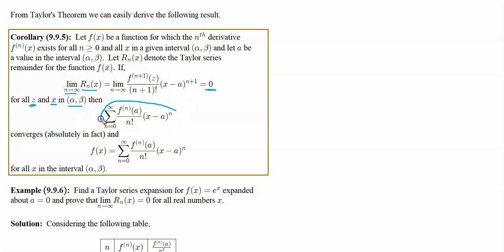All right, so as long as this goes to 0 for all x and z in your interval, then this quantity right here, notice we go from 0 to infinity, will exist. So this summation converges. It actually converges absolutely. And you can actually write that f of x is exactly equal to this infinite series. So notice we have an infinity up here now. So this series will converge for all x in your interval alpha to beta, and it will converge to f of x.